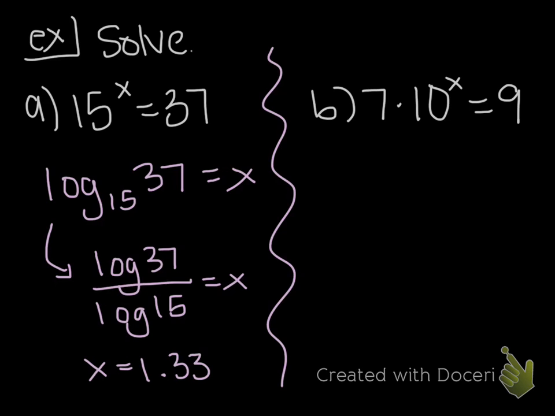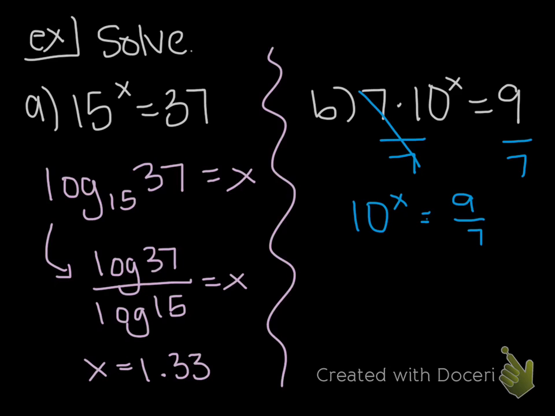For letter B, we're going to begin by dividing both sides by 7. So now I have 10 to the x equals 9 over 7. I'm going to leave it as a fraction because that decimal is irrational. If it's a rational decimal, like terminating, you could definitely write it as a decimal. I'm just going to choose to leave it as a fraction.